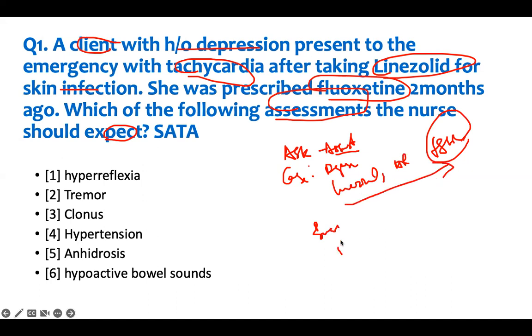And then you rewrite it. Rewrite using your buzzwords. What is that? A patient with depression taking SSRI, now on linezolid with tachycardia. What assessment finding can we find? Once again, this depressive patient was prescribed SSRI two months ago. All of a sudden, she's taking linezolid for skin infection. Now has tachycardia. You have broken down these long 5-line questions into simple 4 words.